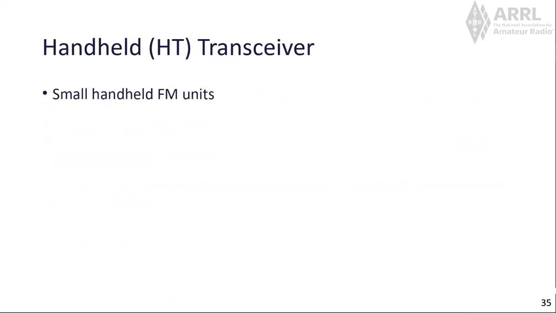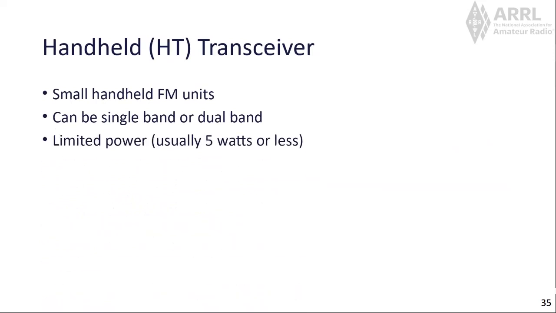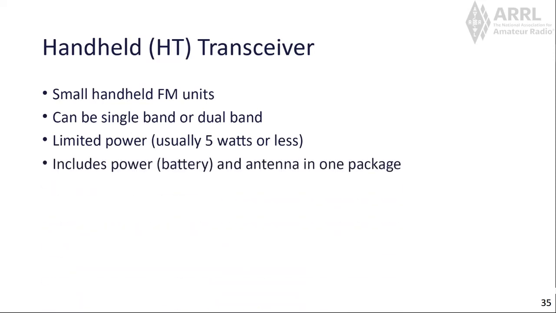Handheld, small handheld FM unit. If you're going to hold it in your hand, it's going to be small. Can be single band or dual band, usually limited to 5 watts or less, although there are some running around out there now that advertise that they'll put out 8 watts. And I've got one back here that puts out 6 according to the box. The battery is usually part of the radio, and the antenna, although it comes off the radio, you get all that in the box when you buy it.